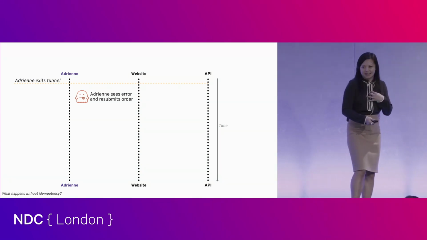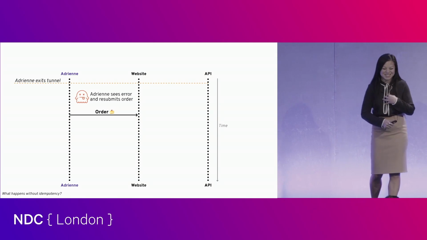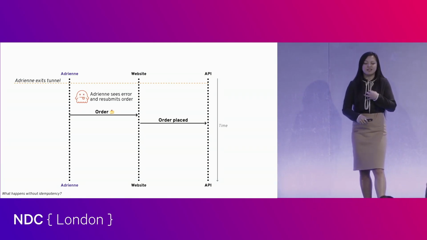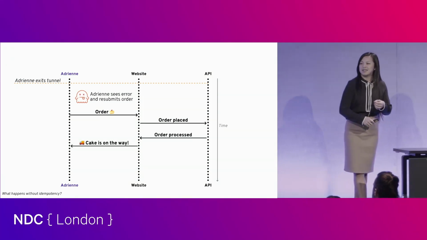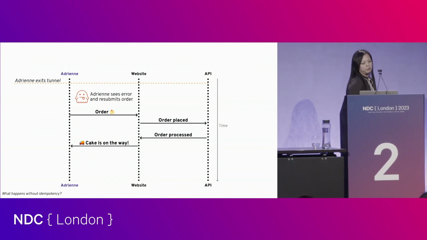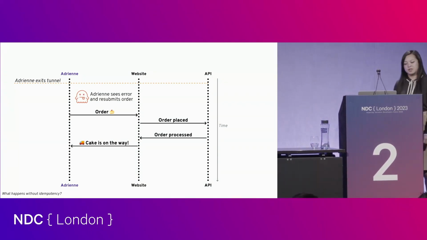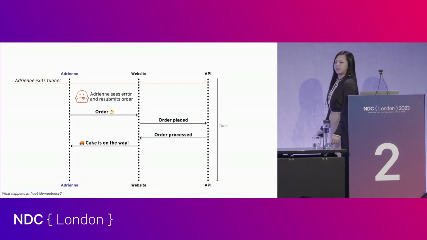And so me, being the cake addict that I am, I'm going to get my cake. So I'm going to place an order again, right? I'm going to process that order, and cake is on the way. If you've worked with any kind of distributed system, you can probably see where the really big side effect is going to happen right now.